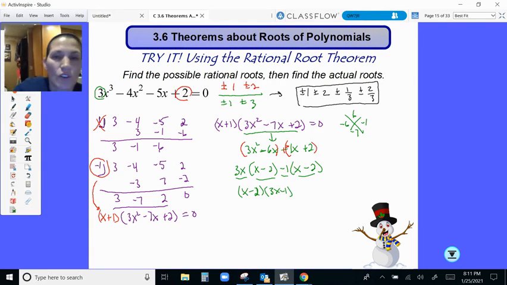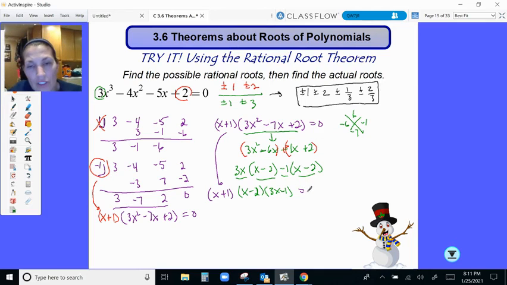Okay, and now don't forget my x plus 1, of course. Keep that down here, x plus 1. And we have all of my factors. Okay, so x is going to be equal to negative 1, positive 2, and 1/3.